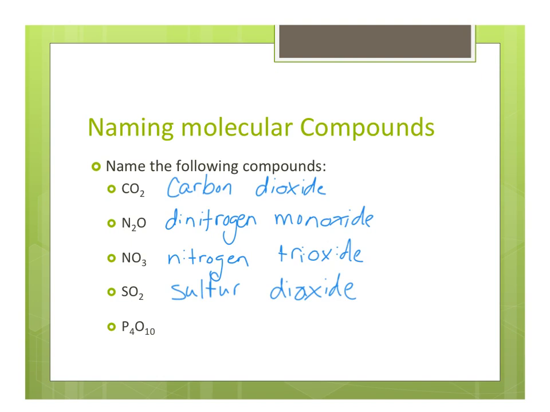Our next example is SO2. So again, sulfur just has one atom. We're not going to use mono because it's the first, so it would just be sulfur, and then since there are 2 oxygens, we're going to use dioxide. So it's sulfur dioxide. In our last example, we have P4O10, so the 4 would give us a tetra, and the 10 would give us a deca, so we have tetraphosphorus decoxide.